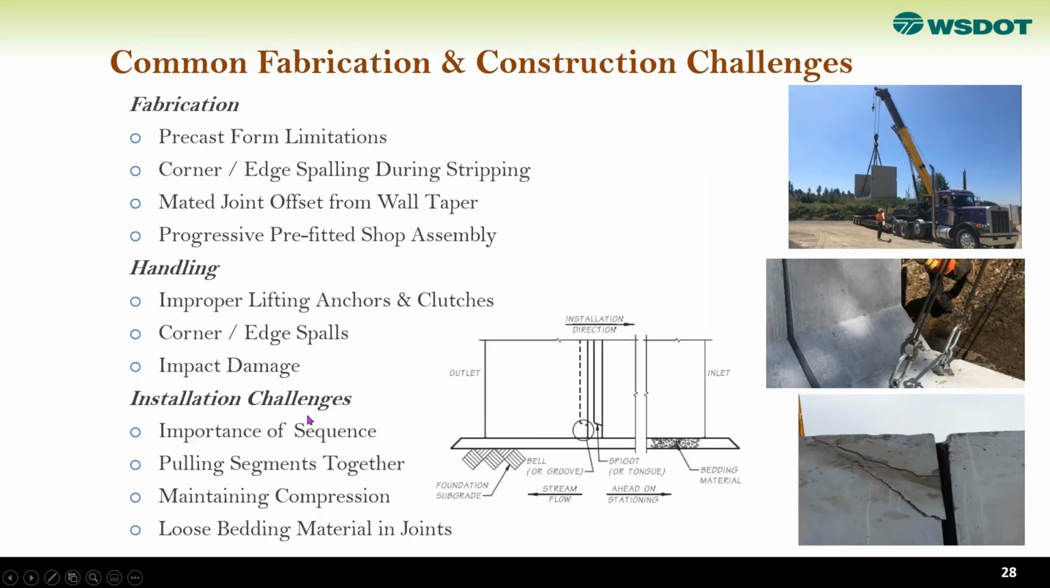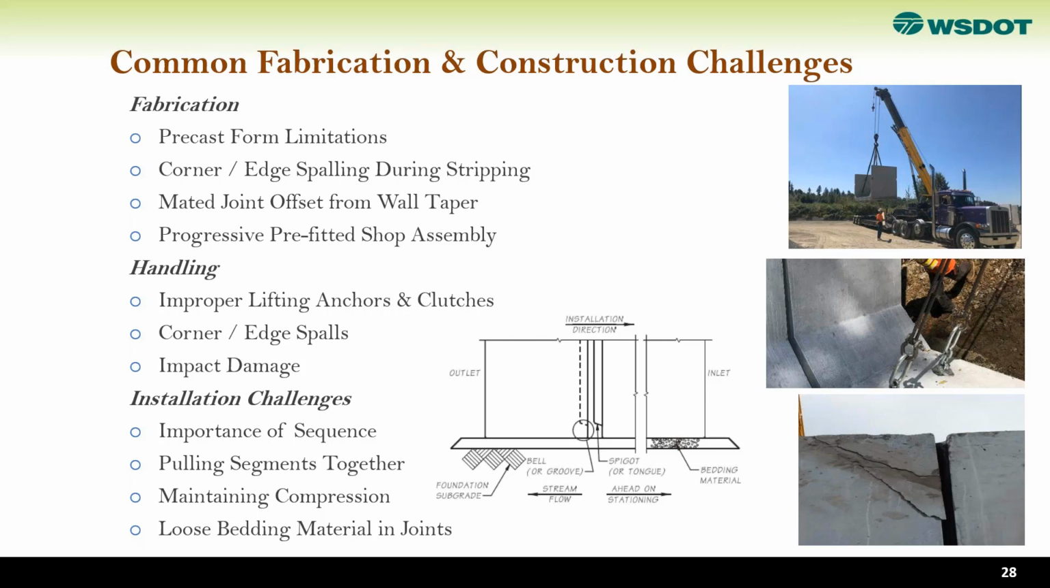So moving from design to fabrication, the fabrication is a very important part, that ties to handling and installation at the job site. So we want to do it safely and bring the final product assembled with very high quality. So precast form limitation, corner edge spalling during the stripping, mated joint offset from wall taper, and progressive pre-fitted shop assembly. These are important items to be considered during fabrication.